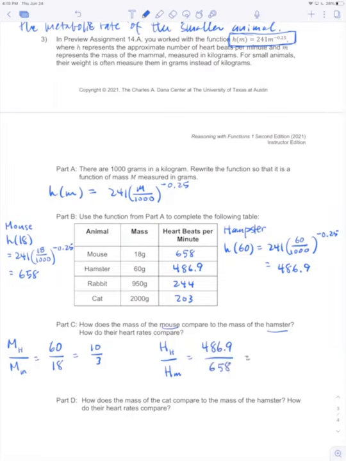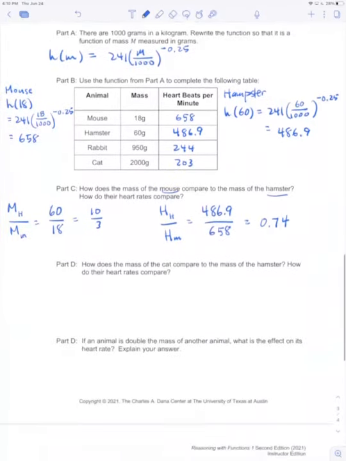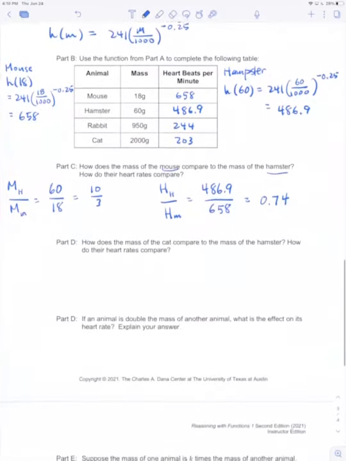And when we divide that, 46.9 over 658 is about 0.74. Part D, how does the mass of the cat compare to the mass of the hamster? How do their heart rates compare? So I'm going to scroll this up. I'll stop right there. So for part D, how does the mass of the cat compare to the mass of the hamster?